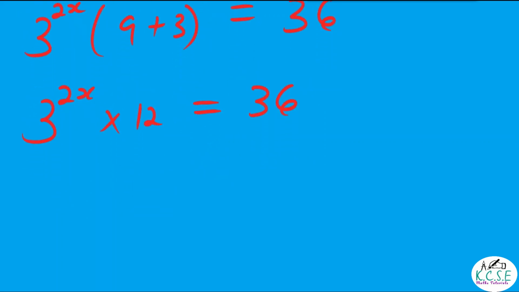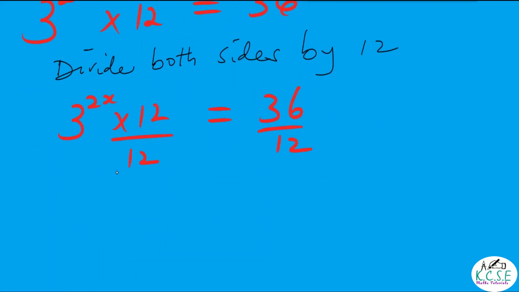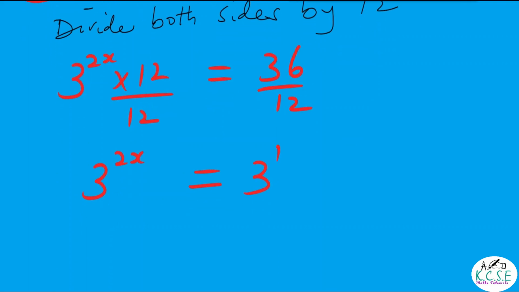So we want to get the value of x, so we can divide both sides by 12, and when you divide that, you get 3 raised to power 2x times 12, divide by 12 that side, and the other side we divide by 12. When you divide this side by 12, we remain with 3 raised to power 2x equals 36 divided by 12 is 3. 3 can also be written as 3 raised to power 1.